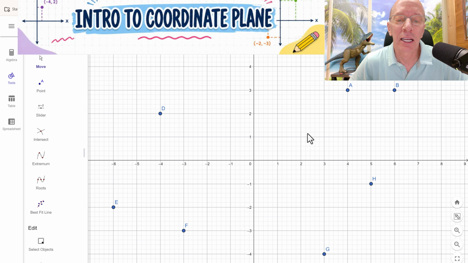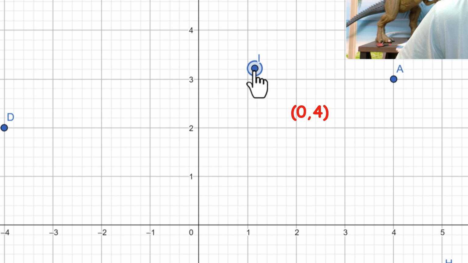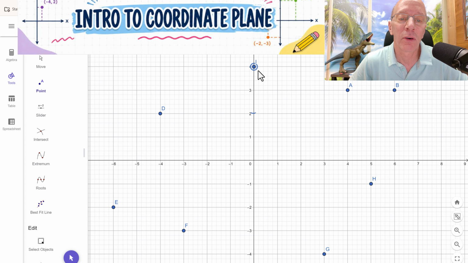All right, here's a challenge for you. Let's go ahead and plot the point 0, 4. So if we have 0, 4, we're right here, 0. I'm not going anywhere, I'm just staying right there. Now on my 0, 4, the y is a 4, so I need to move up. 1, 2, 3, 4. This is 0, 4.